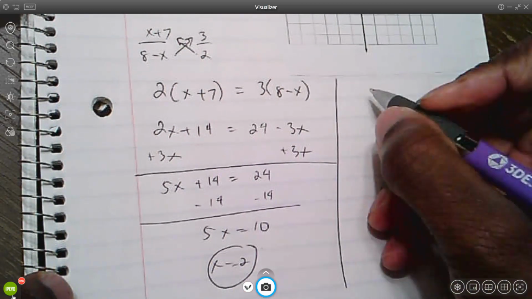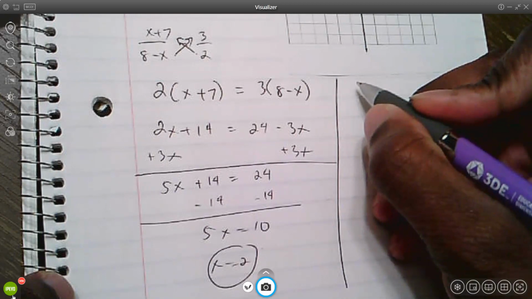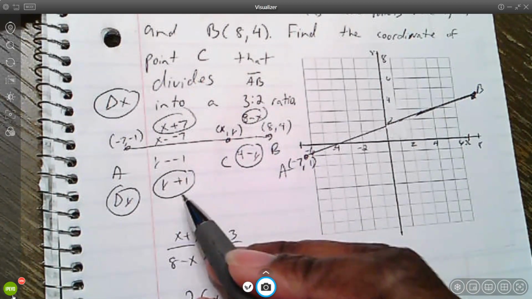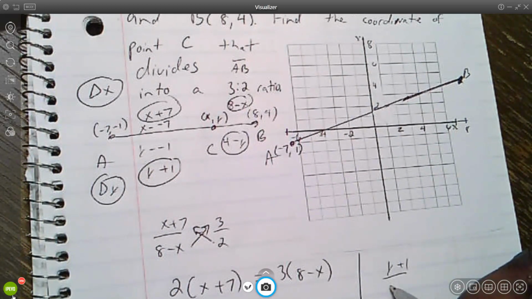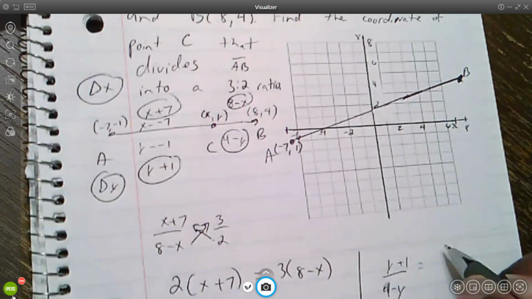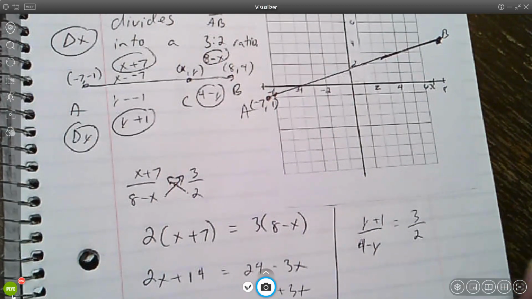Then I want to find the y coordinate of C. I'm going to take my two parts for y, this part over the other. So I'm going to make it y plus 1 over 4 take away y, and that should also be 3 over 2. It's a 3 to 2 ratio.